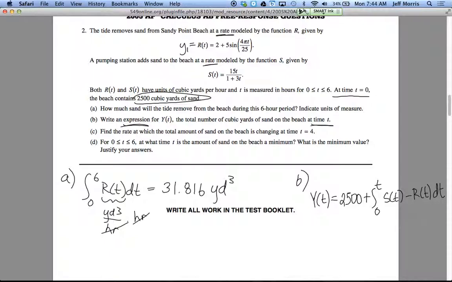What are we supposed to do? Make them different signs. We should actually make this what? X or something. S of x minus R of x dx.